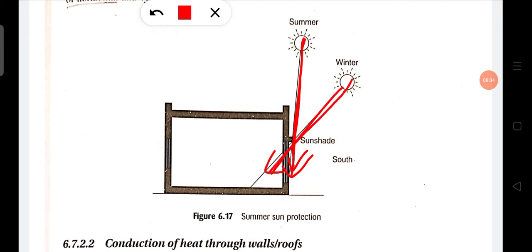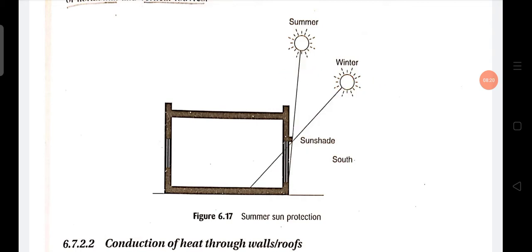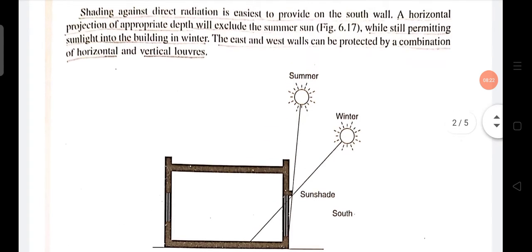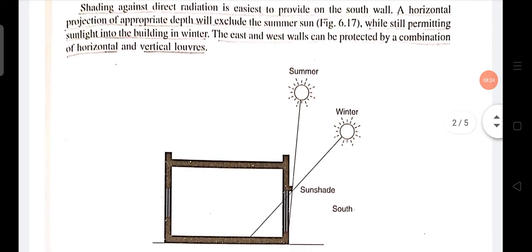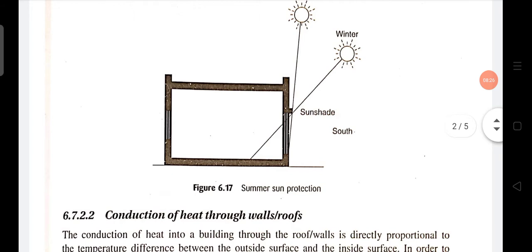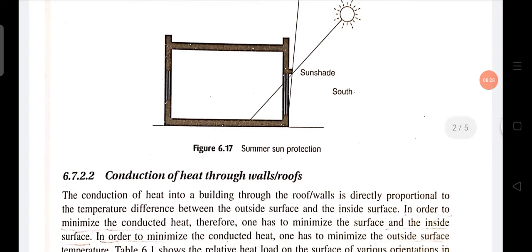The direct radiation is allowed in winter, because in winter we want some heat. But in summer we don't want any heat. So we control direct radiation in summer and winter by using shading, or a horizontal projection, on our south wall window.